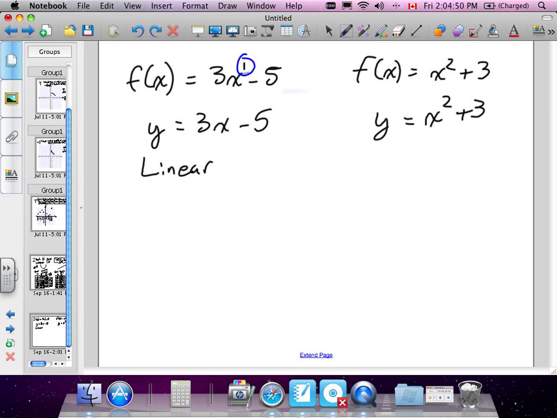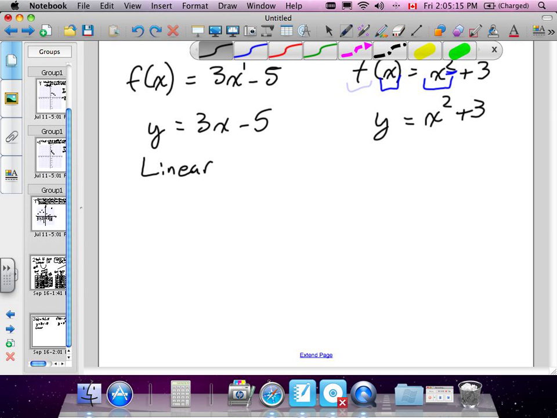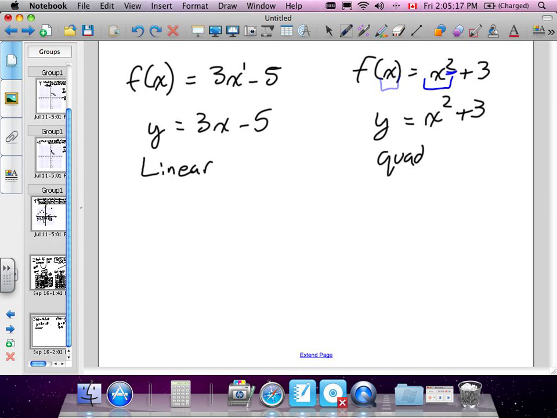Automatically. So if the highest exponent in a function, and I mean exponent of a variable, is 1, that means we have a linear relationship. So when we graph it, it'll be a straight line. In the second function, the function is f, so we're talking about this equation. The variable is x. So we look at the variable x. If the highest exponent is 2, then we have a quadratic function, okay?